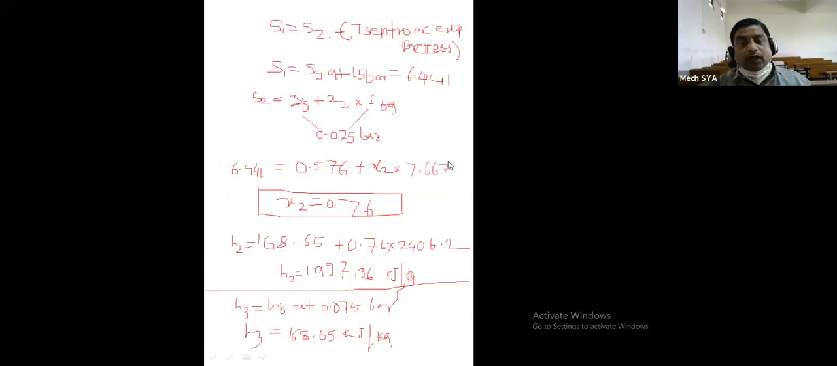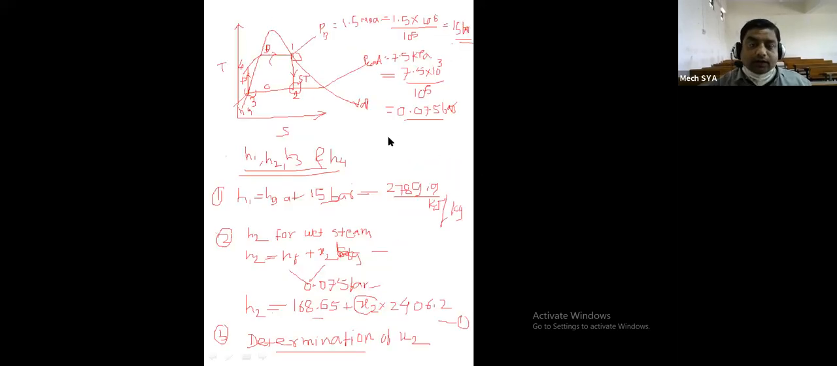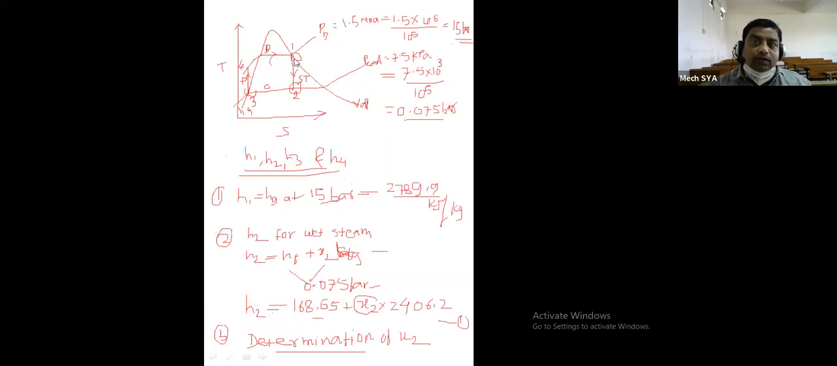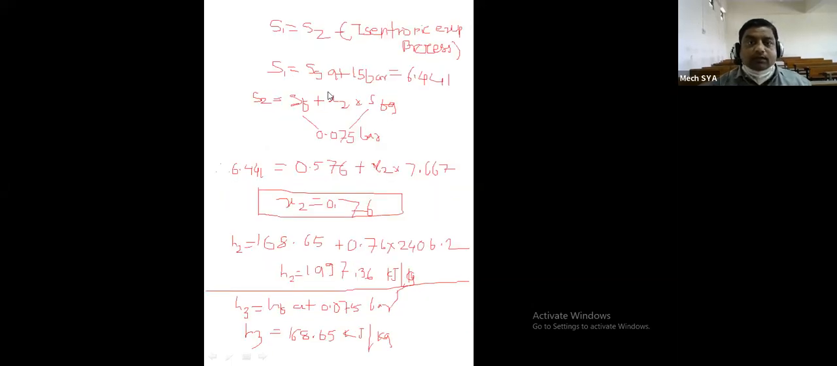To calculate this x2, process 1 to 2 is an isentropic expansion process, which happens in the steam turbine. So S1 is equal to S2. And the S1 value we know: S1 is equal to Sg at 15 bar. So again, table number 2 we have to refer, where the pressure is 15 bar.